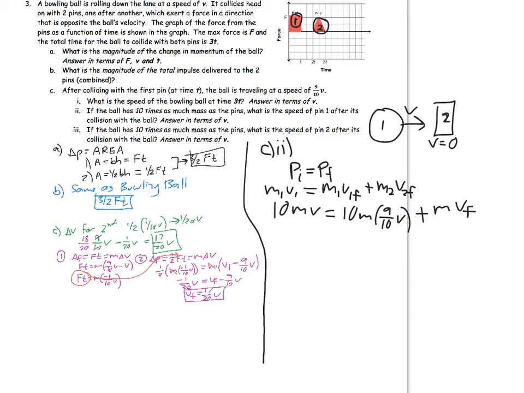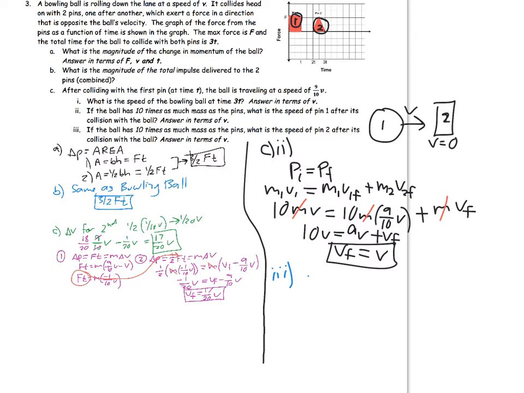I can go ahead and cancel out the m's in every single term here, and what I'm left with is 10v equals 9v plus vf, which means that the final velocity for pin 1 is just going to be v, which happened to be the initial velocity of the bowling ball.